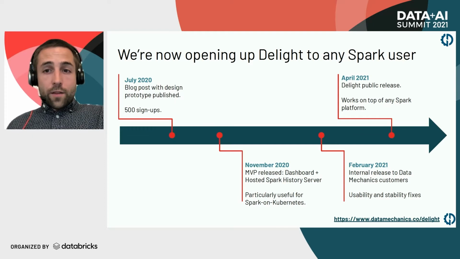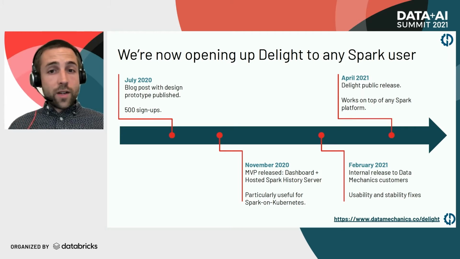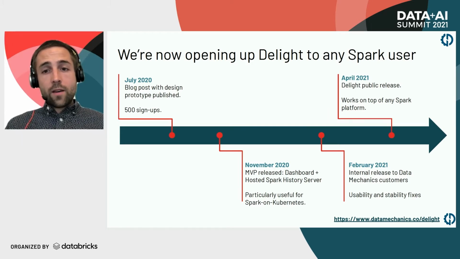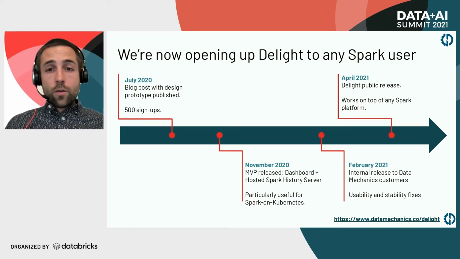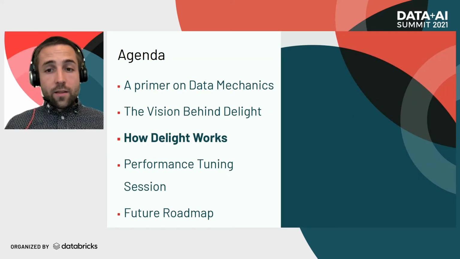Maybe to tell you a bit more about the timeline, we first started the project in July with a blog post. We received a lot of feedback, so we started working on it. In November, we reached an intermediate milestone where Delight didn't have any new screen yet, but it was basically just a dashboard and a hosted Spark history server. And then in February, we released Delight internally to Data Mechanics customers and iterated on their feedback. And now since April, Delight is publicly available. It works on top of any Spark platform, whether it's open source or commercial, whether it's in the cloud or on premise. So let me now explain how Delight works.